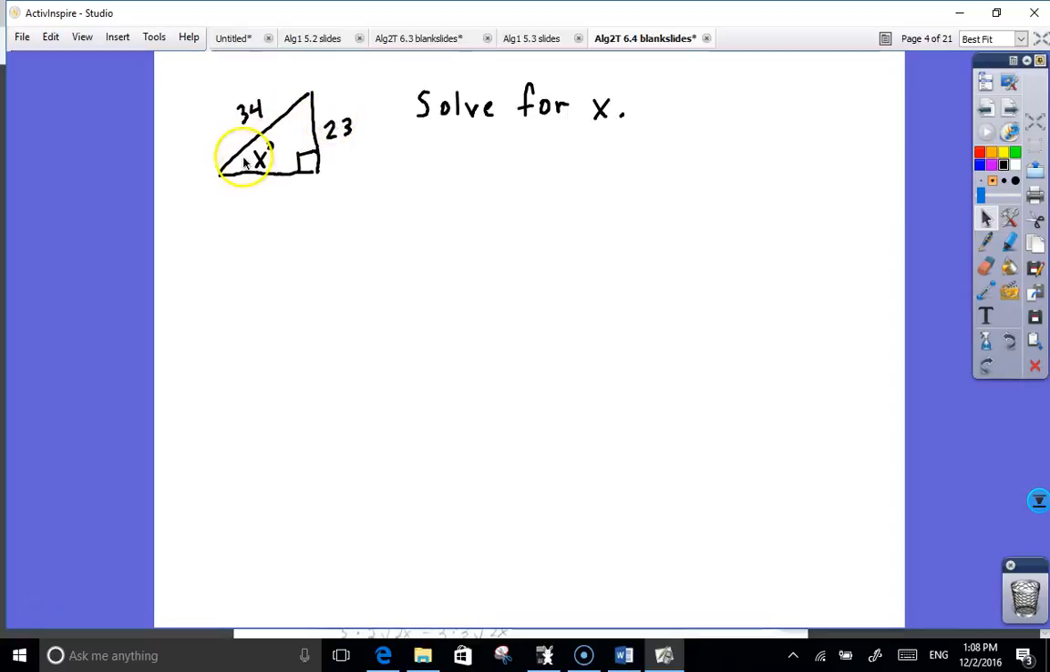Opposite, right? If the angle is here, 23 is opposite. What does that make 34? Hypotenuse, right? That's the hypotenuse across from the 90. So you would say, okay, this is opposite. This is hypotenuse. So then you would go to something like SOHCAHTOA, and you would say, okay, which one of our three trig functions uses opposite and hypotenuse?